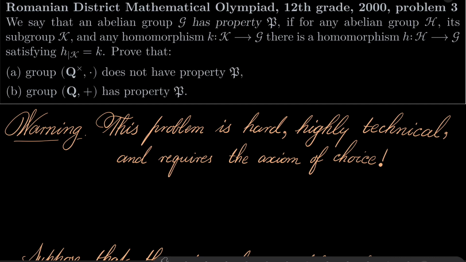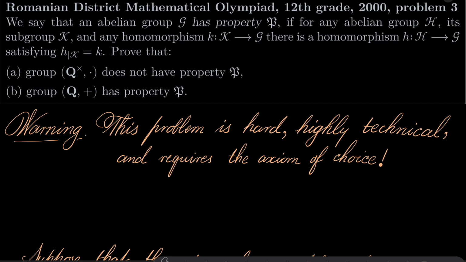We say that an abelian group G has property P if for any abelian group H, its subgroup K and any homomorphism k going from this group K into G, there is a homomorphism h from this whole group H into G, satisfying the following condition: h restricted to K equals k. So this means basically that we can extend any homomorphism k from a subgroup of group H to a bigger homomorphism defined over the entire group.